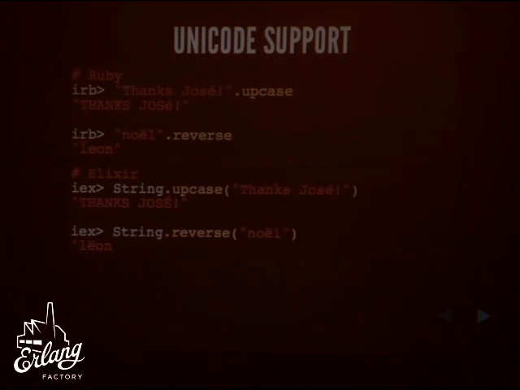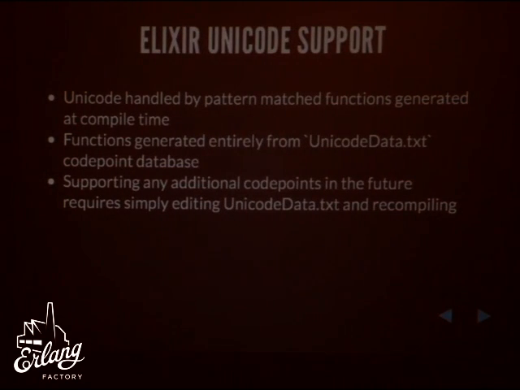And once you want to investigate how Elixir is doing this, you'll find out that it's extremely simple, and it put a huge smile on my face looking through the source code. And hopefully I can convey that here. So how is Elixir doing this great Unicode support? Well, it turns out that Unicode is handled by pattern match function definitions that are all generated at compile time. And they're generated from a text file named unicode data.txt, which is basically a giant code point database that's checked into the source code repository.